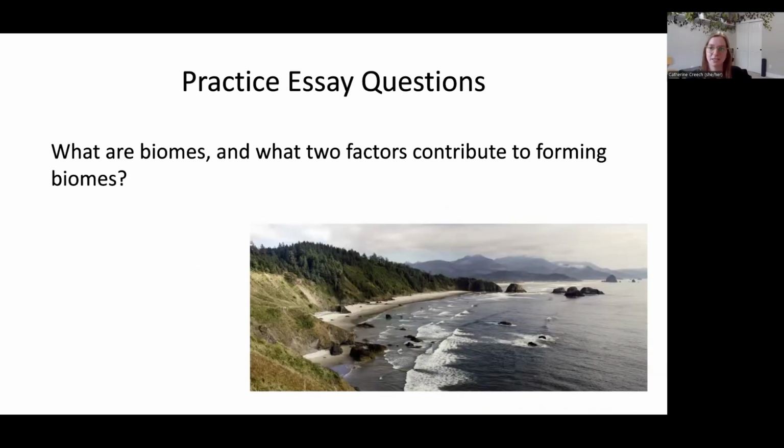All right, I have a couple example essay questions for you. I want you to think about, first, what are biomes and what are the two factors that contribute to forming them? Biomes are patterns of habitats that exist on Earth, and the two factors that contribute to forming them are moisture level and temperature. So think about that pyramid where we had hot and wet, tropical rainforest, hot and dry, desert, cold, tundra. So I want you to be able to describe each of those different biomes.